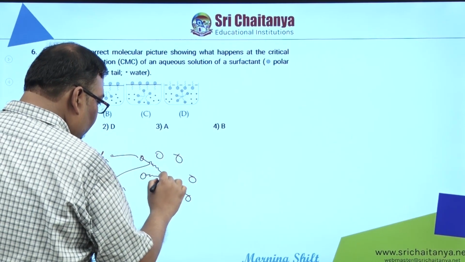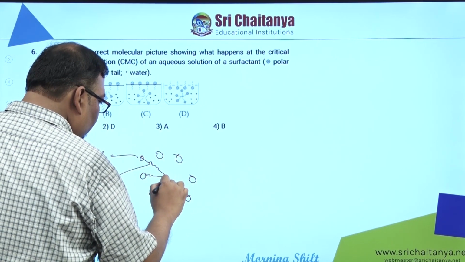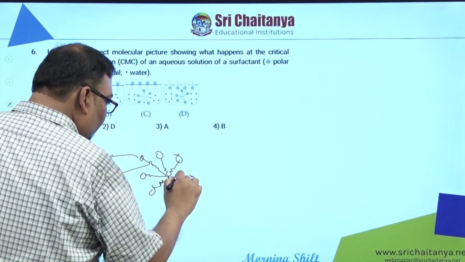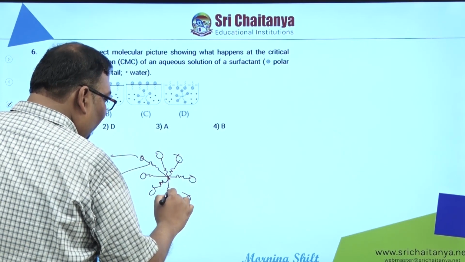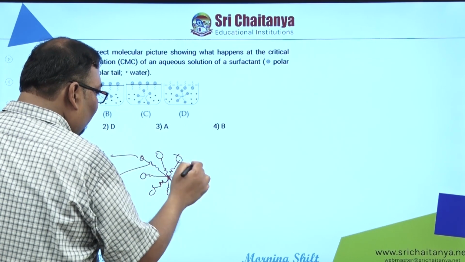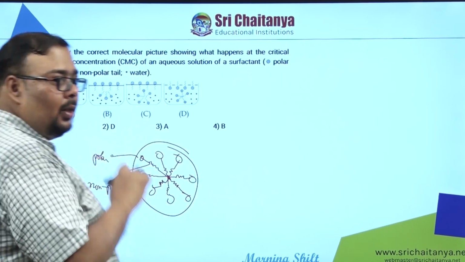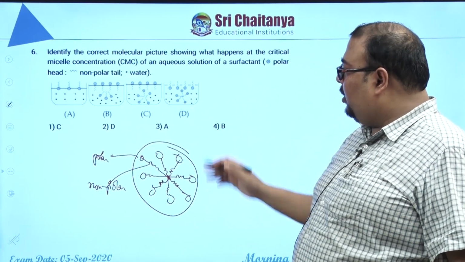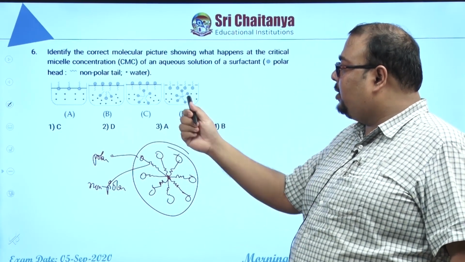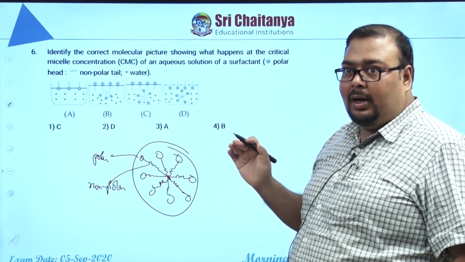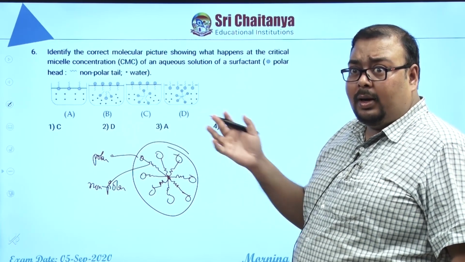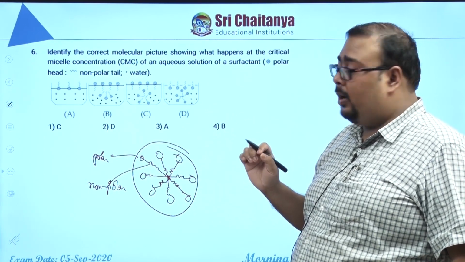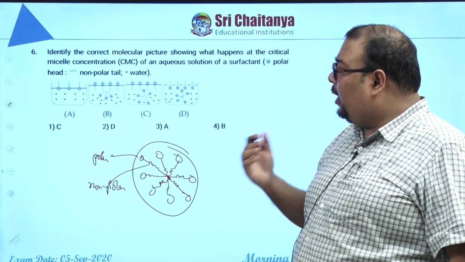Okay. So a micelle will look something like this. If the micelle formation has taken place, you will see this type of cluster in the diagram. Based on the micelle cluster, you can see them very clearly only in options C and D. In B also, the total micelle formation has not taken place completely. So the answer will be either C or D.